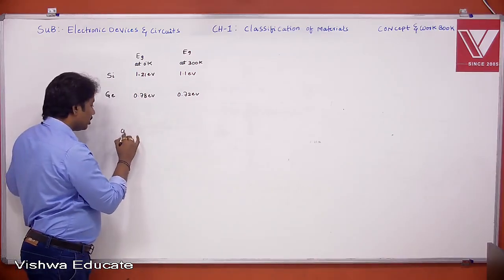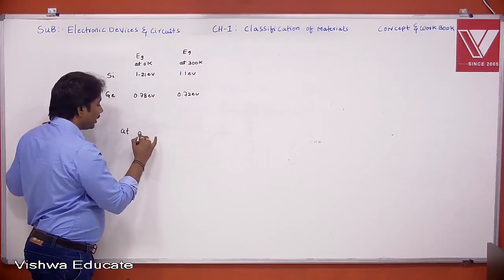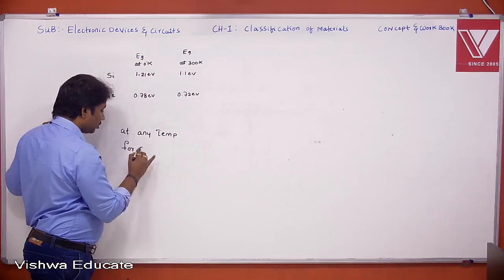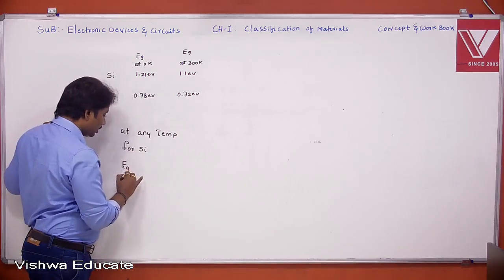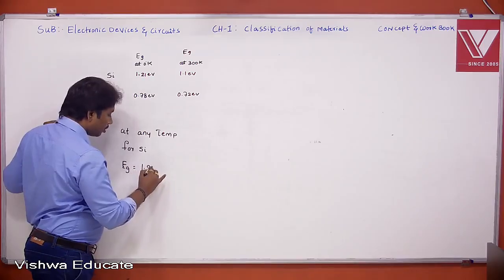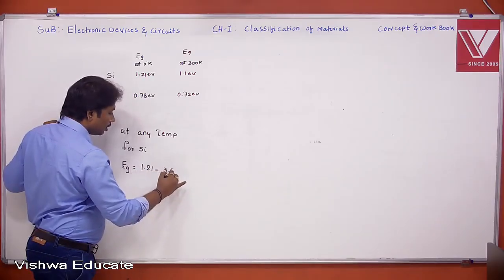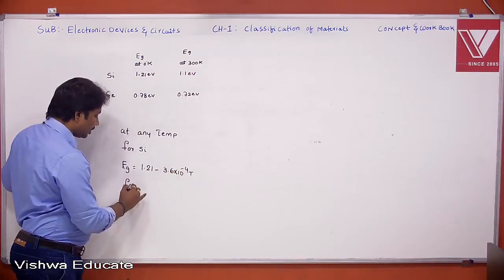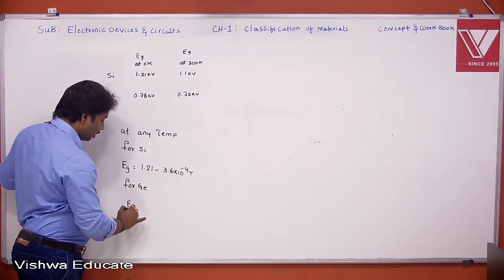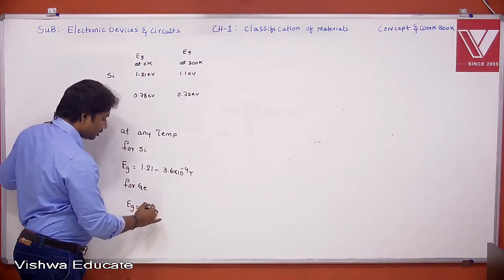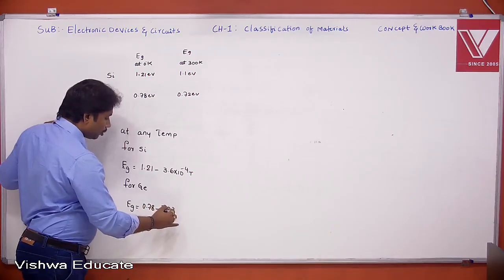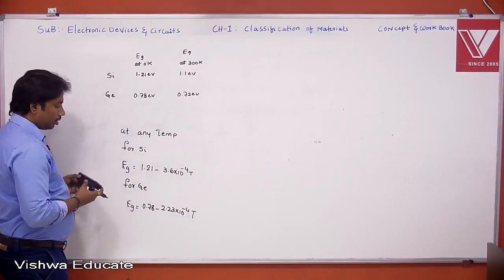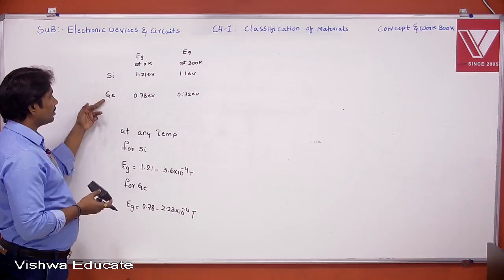Now see, we have standard equations actually. At any temperature, for silicon, the energy gap is nothing but 1.21 minus 3.6 into 10 power minus 4 into T. For germanium, energy gap equal to 0.78 minus 2.23 into 10 power minus 4 into T. Based on these equations actually we can calculate the energy gap at different temperatures.